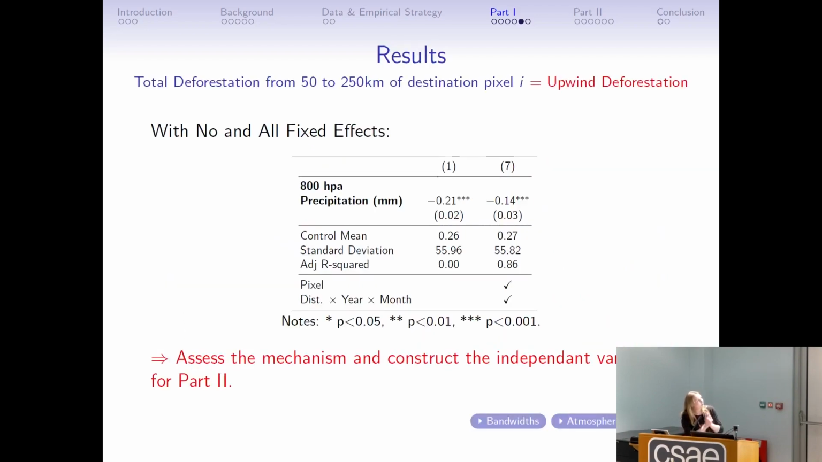With regard to the results, we have the total deforestation from 50 to 250 km from destination pixel E, called upwind deforestation, and we observe a decrease in precipitation of approximately, for the specification with all the fixed effects, 1.4 micrometers of precipitation, which is broadly 5% compared to the mean of precipitation. This assesses the mechanism and constructs the independent variable that we are going to use in part 2. This upwind deforestation is robust to different bandwidths and different atmospheric pressure. I can go into a bit more detail, but it's important for the exogeneity assumption.